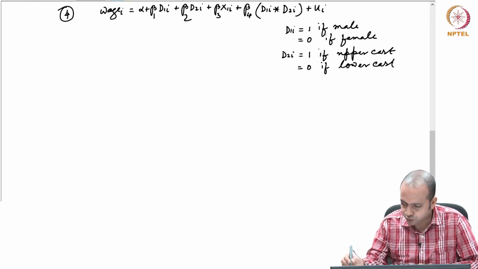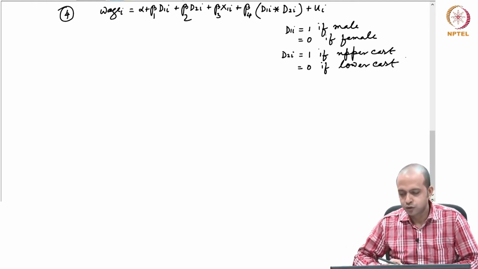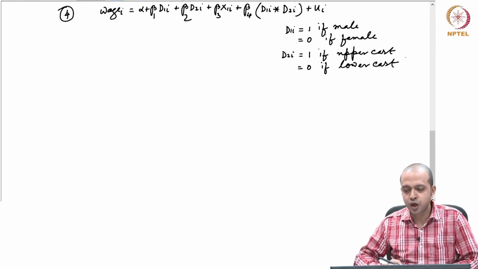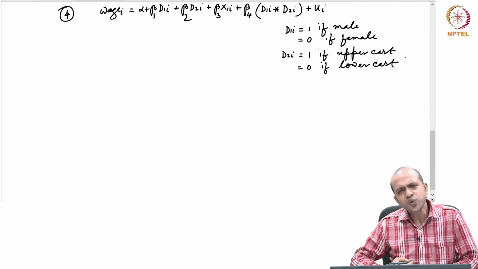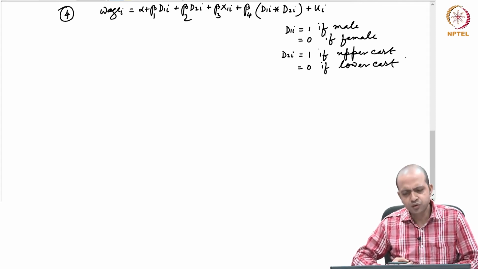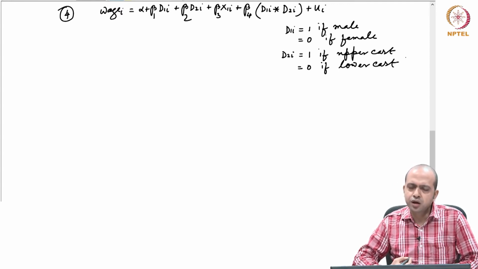We assume that there are only two castes available, upper caste and lower caste, and two categories for gender, male and female. That means here why we have introduced this type of model? We have introduced this type of model because our assumption is that the gender discrimination for the upper caste is significantly different from the gender discrimination for the lower caste.